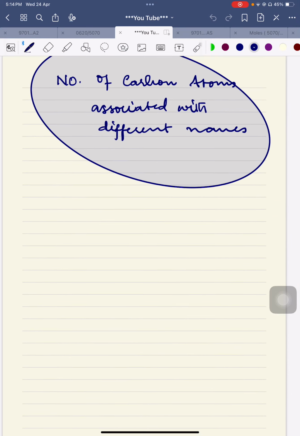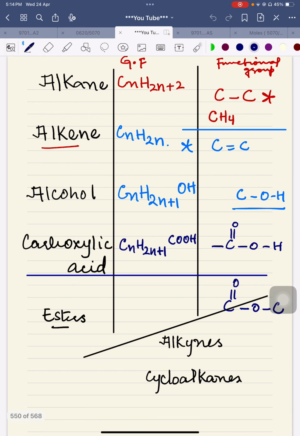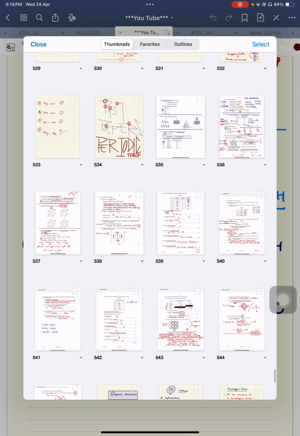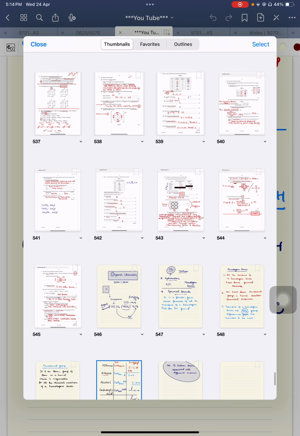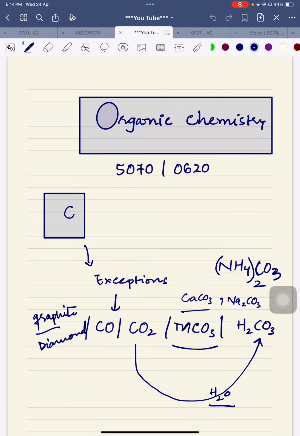Hey guys, welcome back to the continuation of the topic of organic chemistry. We have started this topic. Let me take you to the first part of this topic. We have started organic chemistry here and we have just discussed that carbon containing compounds, carbon containing stuff, is called organic in nature.